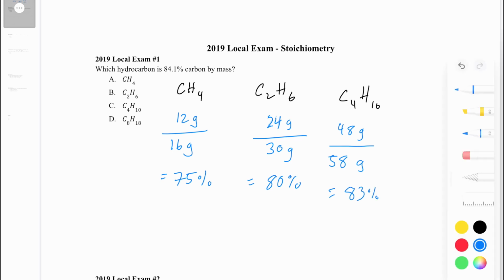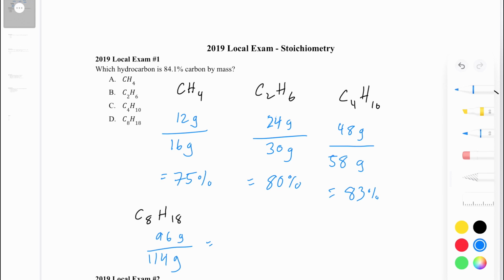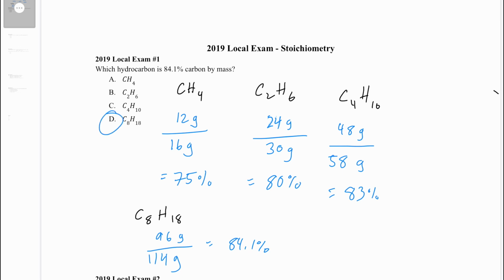So by default, it has to be C8H18, but let's just show it. In this case, the carbon is going to be 12 grams times 8, so 96 grams over the mass of the entire compound. So you have to add 18, that's going to be 114 grams. And that comes out to about 84.1%. So yeah, it's going to be answer choice D.